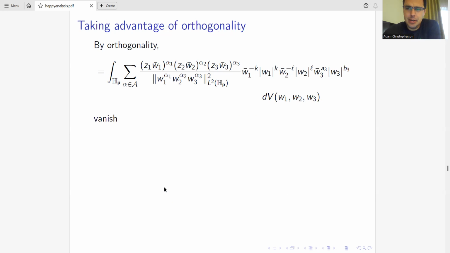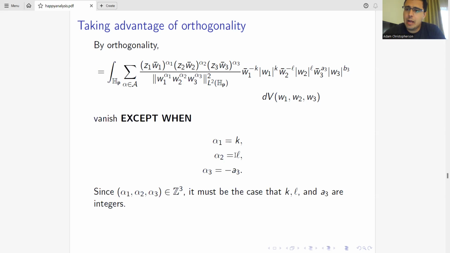The good news is that this series, which looks a little bit intimidating, ends up being 0 in all but one case. So these terms will all vanish unless alpha 1 equals k, alpha 2 equals L, and alpha 3 equals minus A3. Why is that? Well, because you need the W bars to cancel. And the only way W1 bar cancels is if it cancels out with his friend over here. So for W2 to the alpha 2, you need that to cancel out with this minus L here. And you have W3 to the alpha 3, you need that to cancel out with A3. And that only happens precisely when alpha 1 is K, alpha 2 is L, and alpha 3 is minus A3.